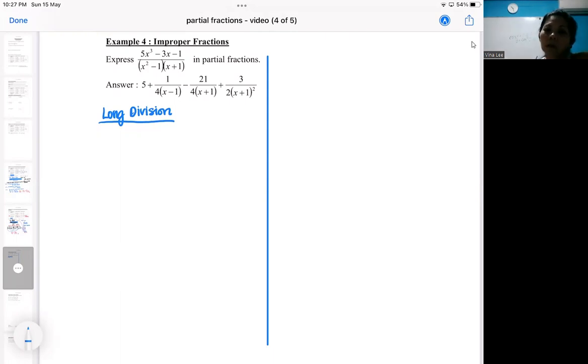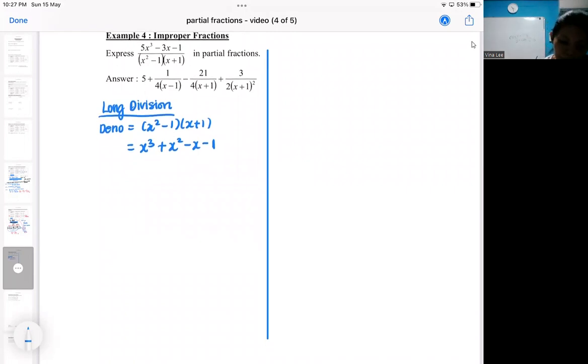Okay, so if I want to do a long division in this situation, the numerator is inside, the denominator is outside. But in my case, right, can you see the denominator needs to be expanded out? So you actually need to expand the denominator before you can even do a long division.